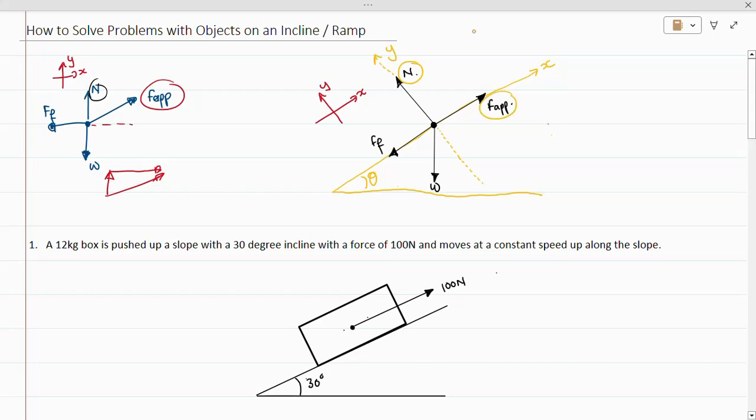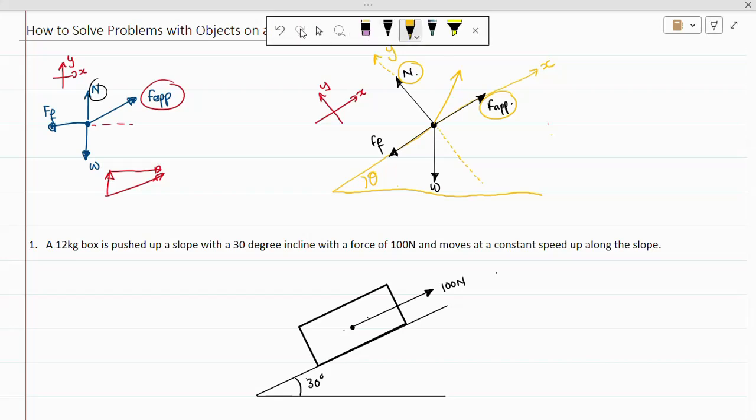Force applied, yes, your examiner might make your life difficult and draw it at an angle, but for now it is along the slope, so we don't need to resolve that. Your frictional force is always parallel to the road, parallel to the slope, parallel to your direction, so we don't need to resolve that. The only one we would have problems with would be weight.